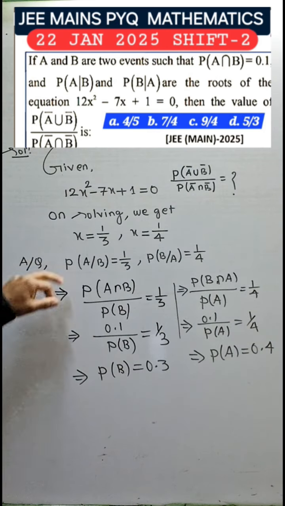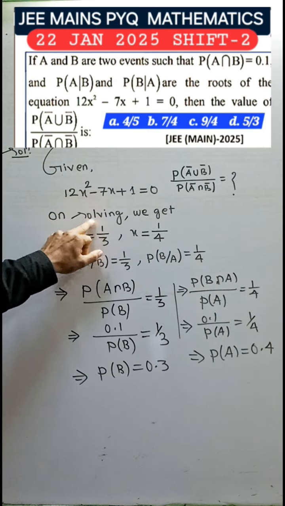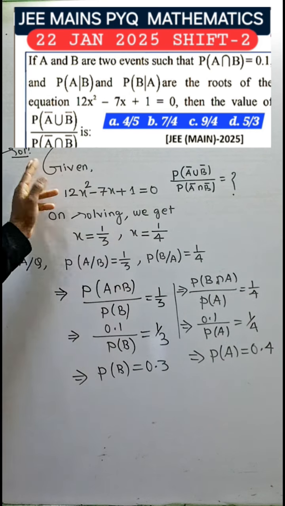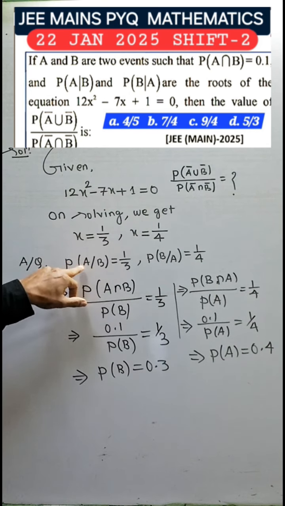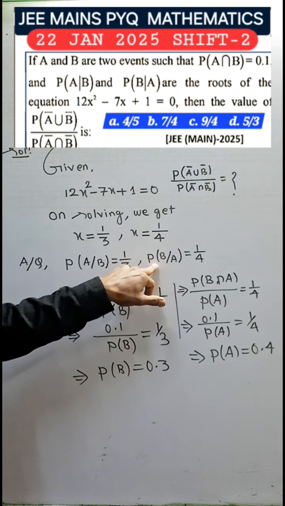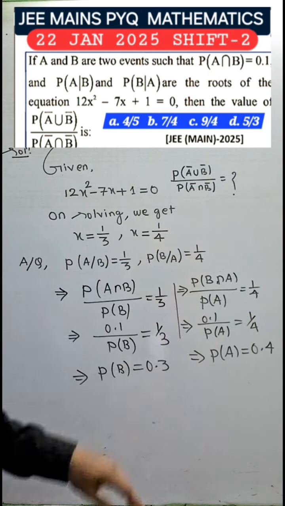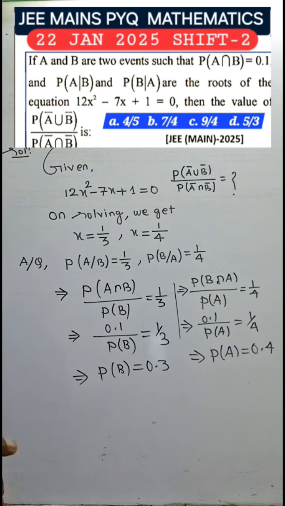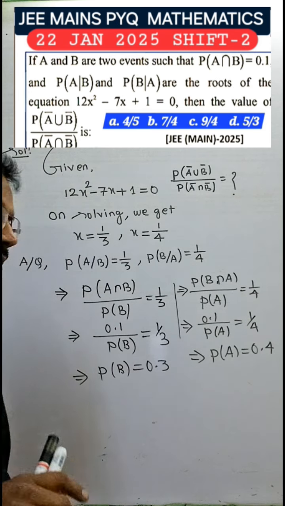For that, take the quadratic equation and solve it. On solving, you will get the roots according to the question. The roots are the probability of A given B, which must be equal to 1 by 3, and accordingly the probability of B given A must be equal to 1 by 4.